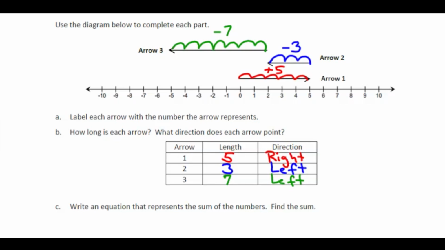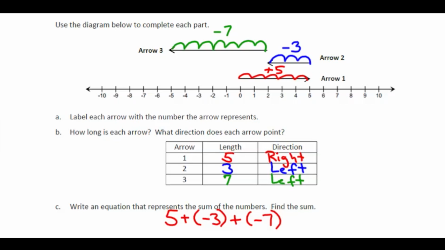Now on to part C. Write an equation that represents the sum of the numbers and then find the sum. Well, in order to write an equation, we take our first arrow, arrow number 1, which was represented by the number 5, or positive 5. Then we added on the arrow above it, which was 3 to the left, which is the number negative 3. And then at the end of that one, we added on the next arrow, which is the number negative 7.